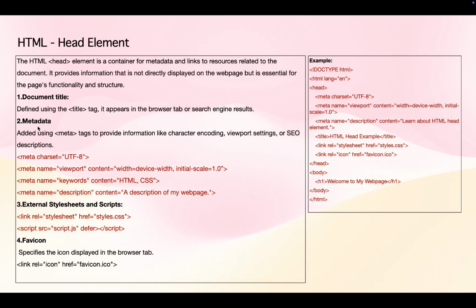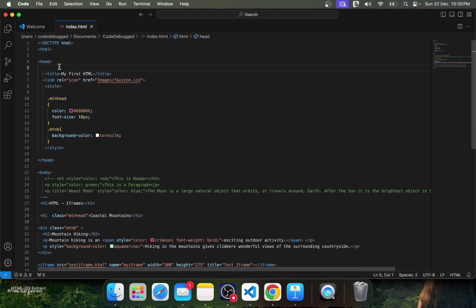Now let's see metadata. The metadata information will not display on the page, but it's used by the browser. Inside meta element we can define character set, keywords for search engine, page description, author of the page, viewport settings, etc. Let's see practically. Let's go back to VS Code. First let's see character set. For adding character set we have to use meta element, meta, then charset, UTF-8.